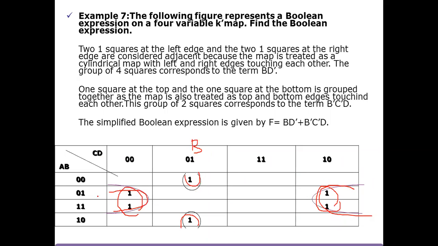And when you consider these four, again you can look at what is not changing. So here B is not changing, and D is not changing. So you can write the corresponding terms with these two variables. So it will be B dash because B has a value 0.